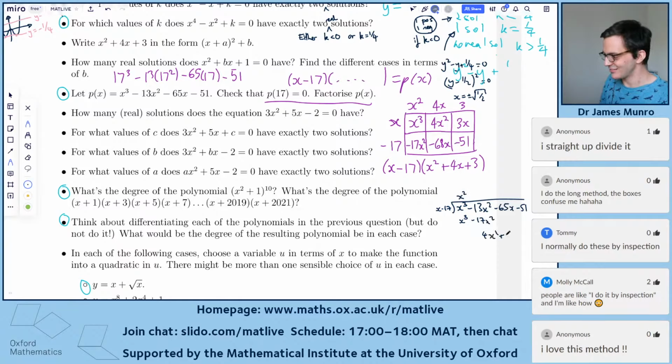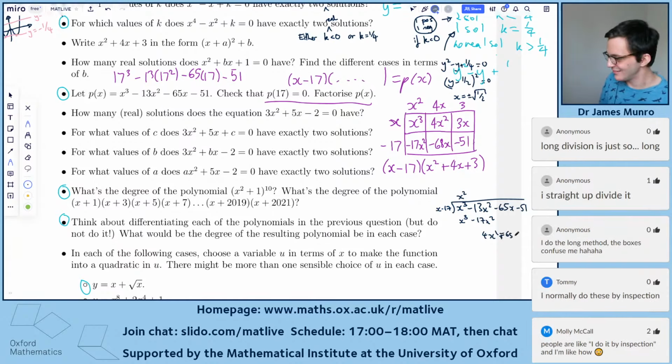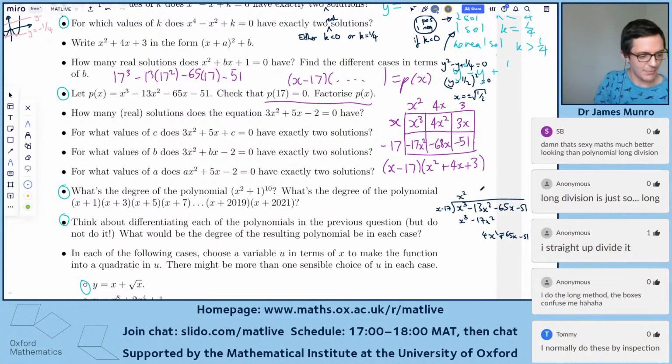Oh, someone's saying, how on earth do you do it by inspection? And believe you me, when I was younger, doing it by inspection seemed like witchcraft. Okay, and then some more long division in here. So people are trying to decide how they might do this.